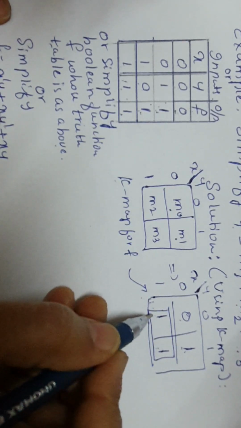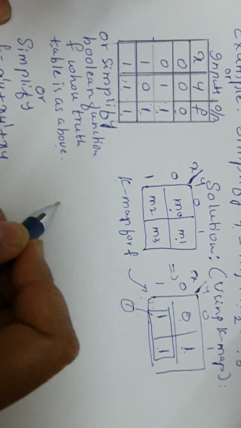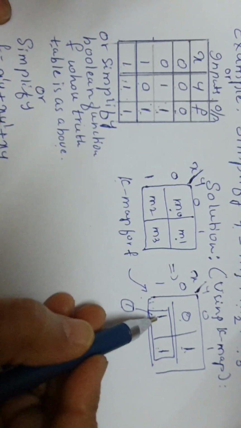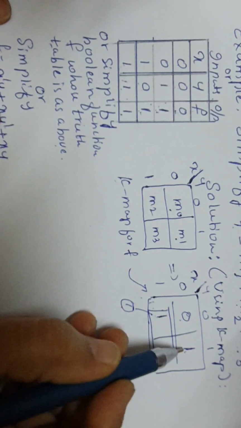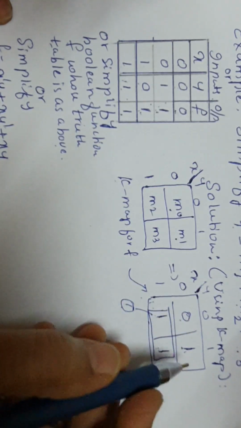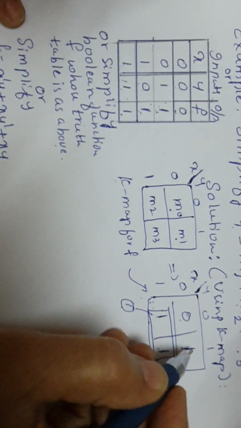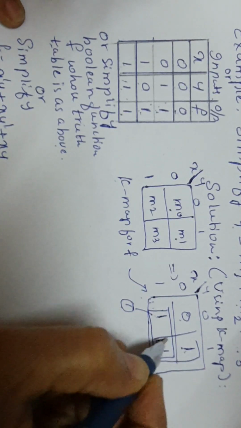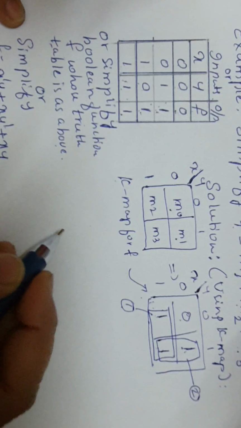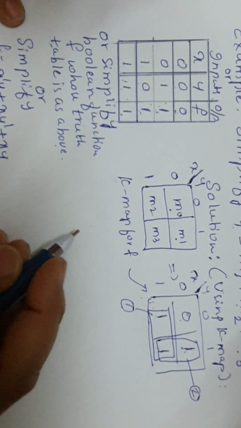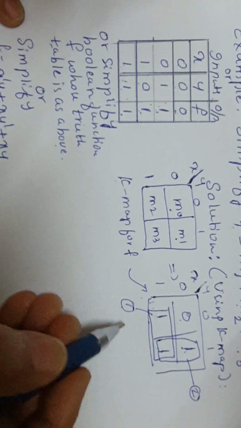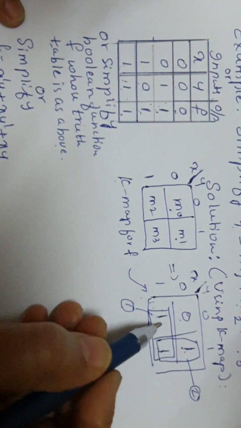So this is group 1. With this one group, only 2 ones are covered. One more is remaining. To cover this, a quad we cannot draw. This diagonal we cannot draw. But this is another adjacent, so this is the second group. Now we have to stop drawing groups because we have covered all the 3 ones.